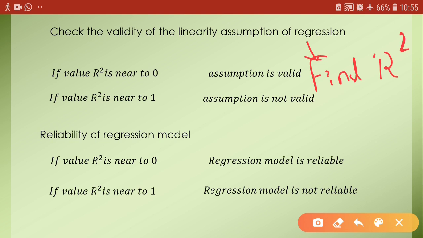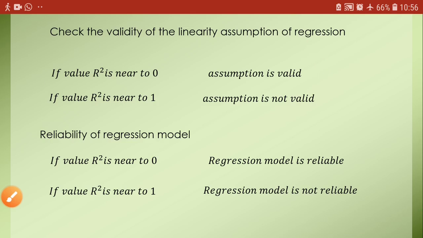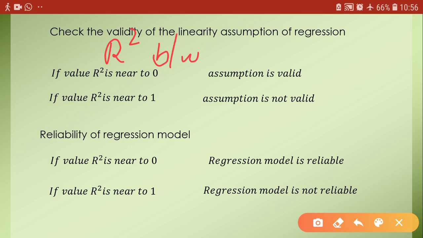Whether it is separately mentioned or not. I mean to say, it is not necessary that they will directly ask you to find the coefficient of determination. They will change the question and ask you like this, check the validity of linear assumption of regression. So you have to remember, to check the validity of the assumption of regression, I have to find r square. Now we have decided that r square should be between 0 to 1.